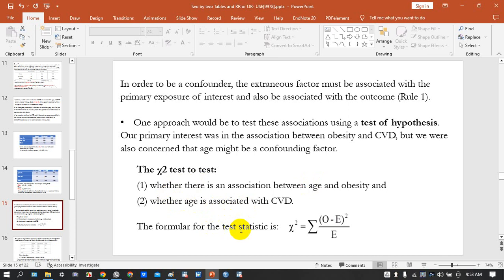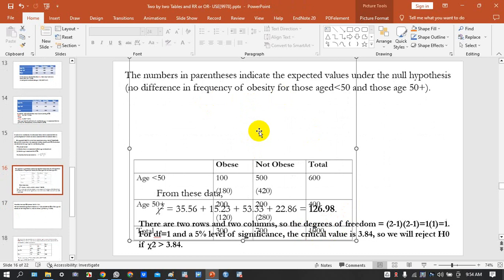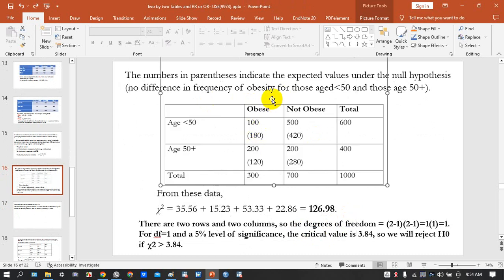So the formula for the chi-square test is what? The chi-square symbol, summation of observed minus expected, in brackets, squared, over expected. This is the chi-square formula. So the numbers in the brackets indicate the expected values under the null hypothesis.